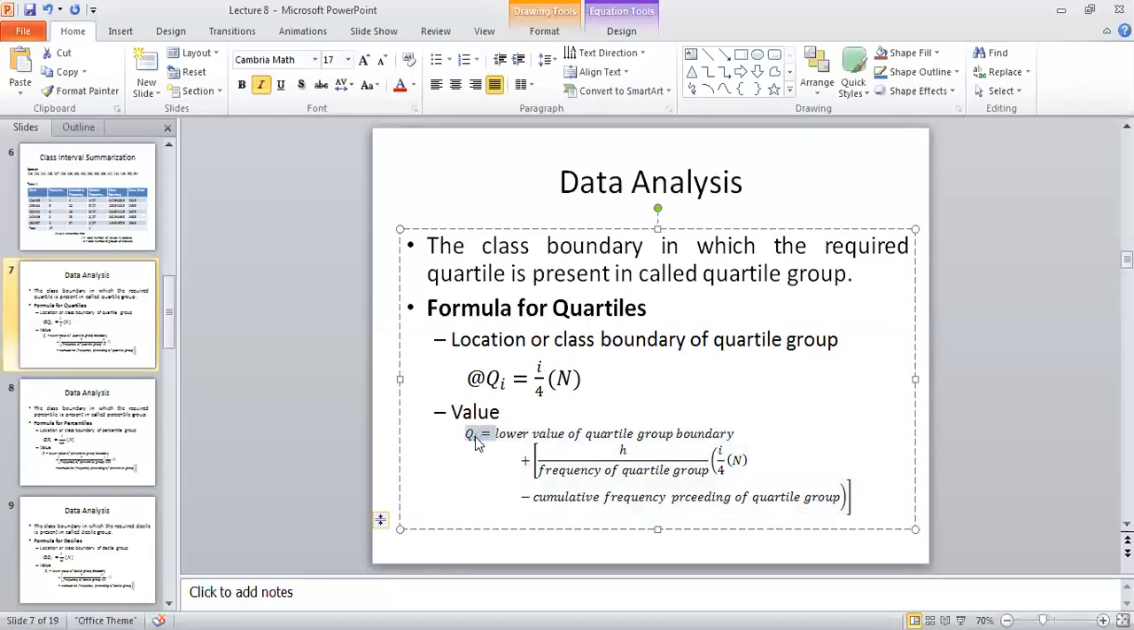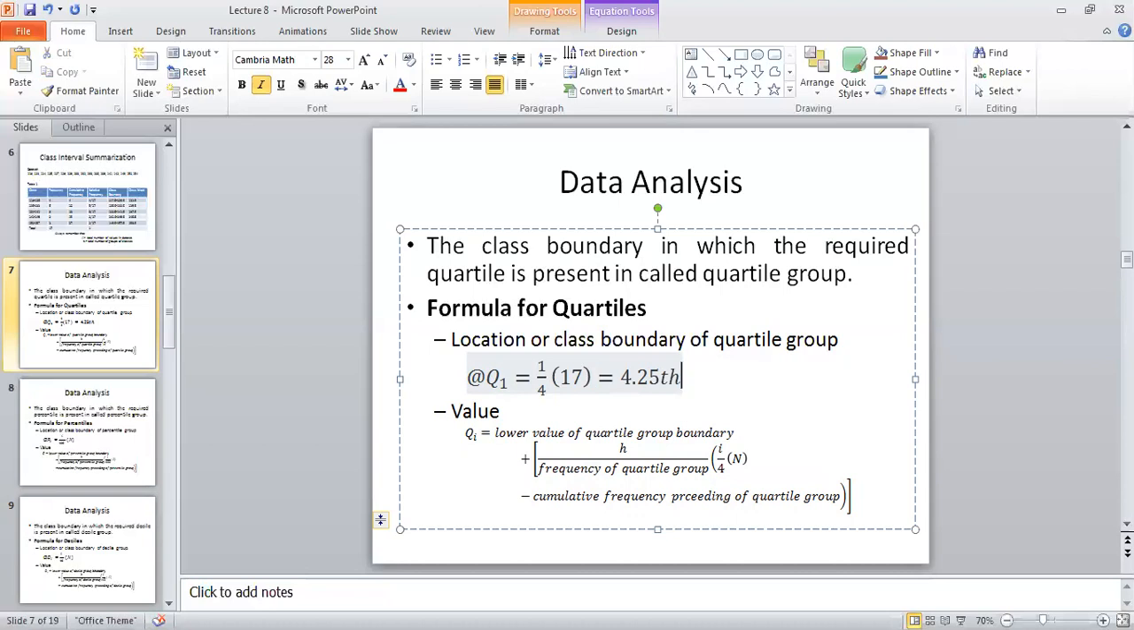Suppose I want to find the quartile 1 value. So I replace i with 1 over here, and again over here i with 1, and capital N I replace with 17, because remember the total frequency in our data set was 17. So what does it come out to be? Using our calculators, 17 upon 4 is 4.25. That simply means the 4.25th location is the location of the quartile group.